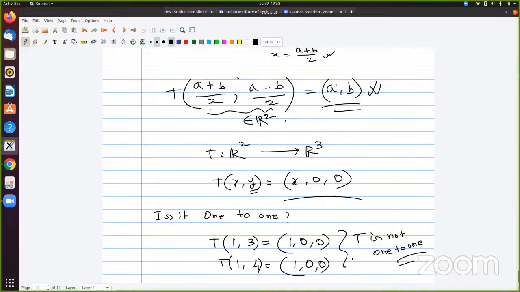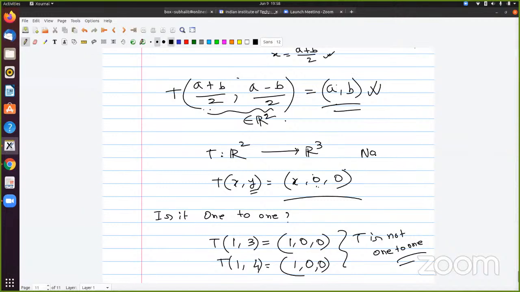Now, is it onto? I mean, it is easy to say whether it is onto or not. Can you give me a pre-image of (1,2,3)? No, sir. It's not onto. It cannot be onto because the image will always be on the x-axis, right? (x,0,0). If we put anything in the y coordinate and z coordinate, that cannot come as an image, right? So (1,2,3) does not have a pre-image, correct? Yes, sir. So it is not onto.